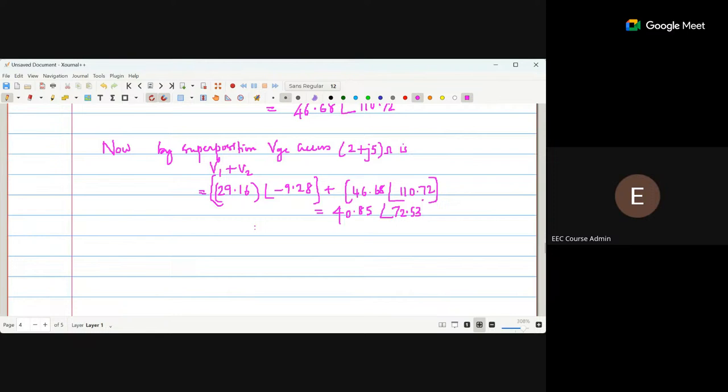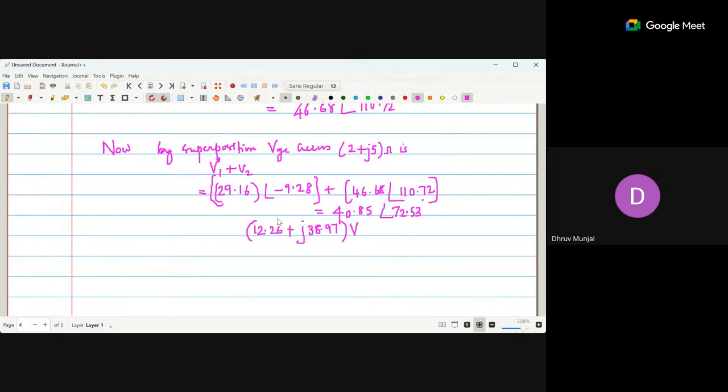So that will give you 12.26 plus 38.97. In rectangular, that in polar form would be 40.85 angle 72.53. And again, if you want to clear the mode, you have to press shift, then mode, then 2, equal to, and double times you have to press equal to. That will clear the mode. That means you will come out of the complex mode.